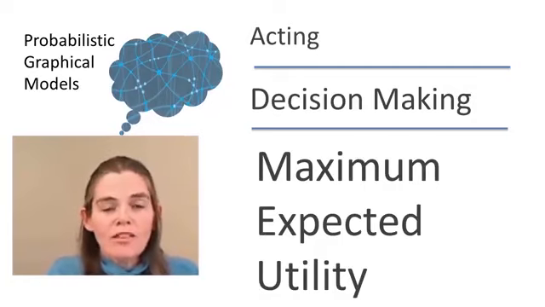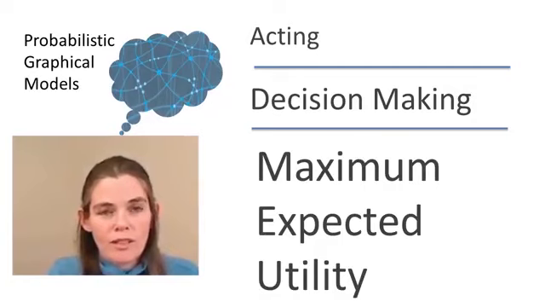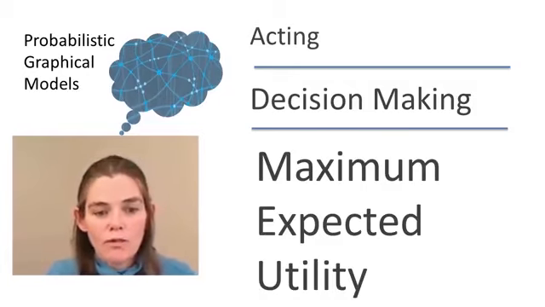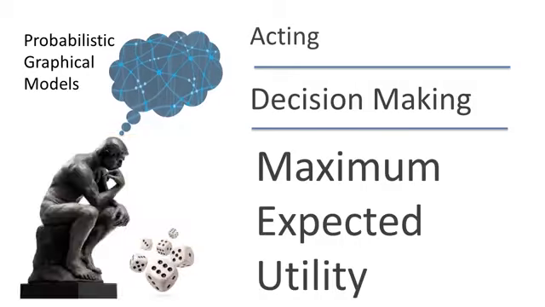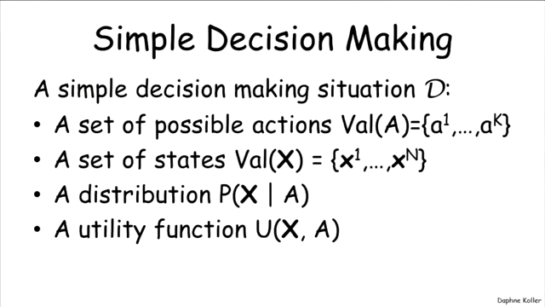It turns out that the theoretical foundations for doing this kind of inference task were actually established long before probabilistic graphical models came to the forefront, and that framework is called the framework of maximum expected utility. So let's formulate the problem that we're trying to solve, and then we can define the principle of MEU, or maximum expected utility. So what does a simple decision-making situation D comprise of?